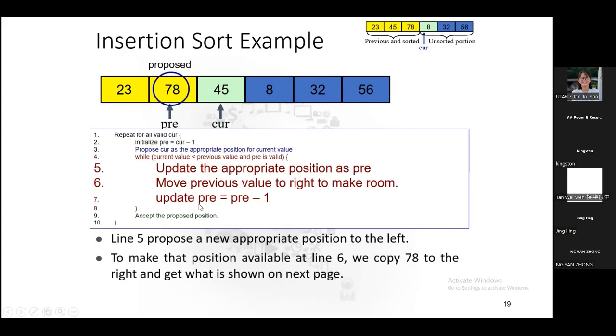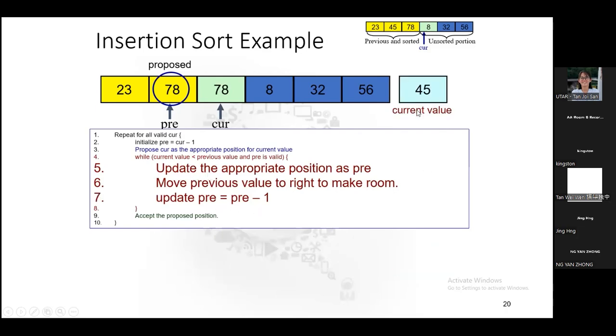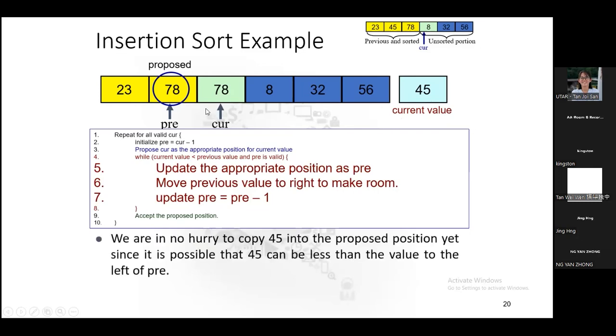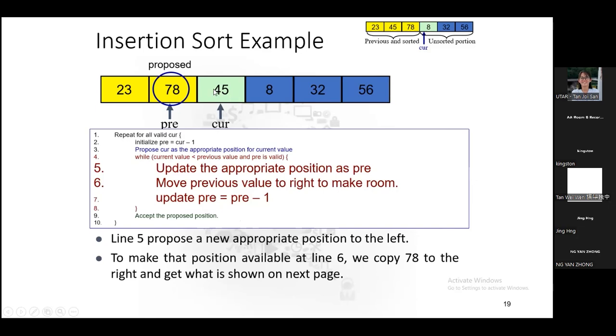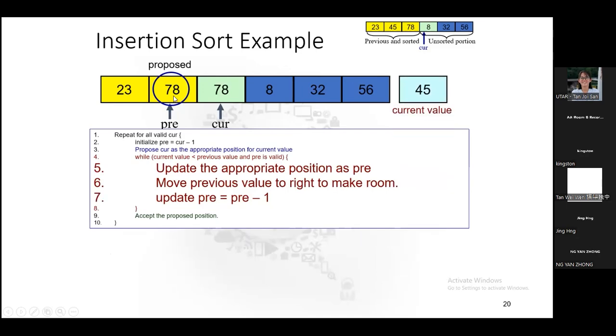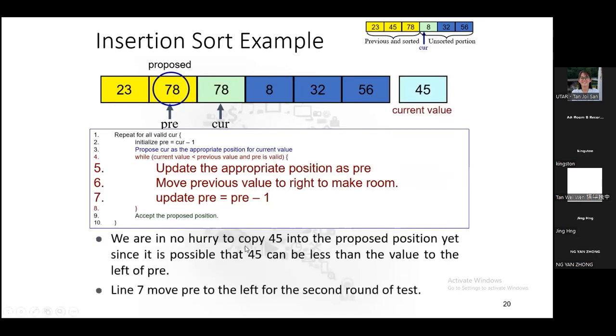Which means that if we go into this and check on it, the current value is 45. So there is no hurry to copy 45 into the proposed position yet, since it's possible that 45 can be less than the value to the left of previous. What does it mean? Here we have 45, so we don't need to immediately copy it into the proposed position, because 45 can be less than that.